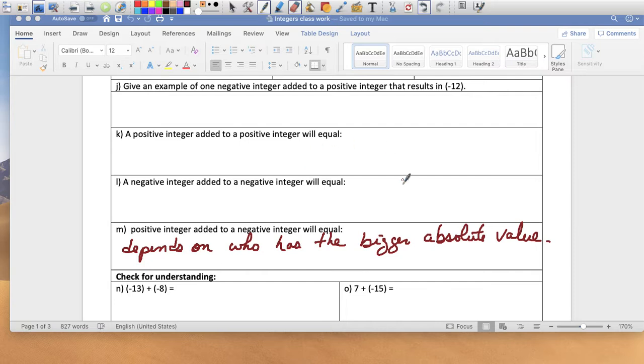So let's take an example. So if I have 5 plus -8, what's my answer going to be? Negative, right? Why? Because this number is bigger. The absolute value of -8 is bigger than the absolute value of 5.